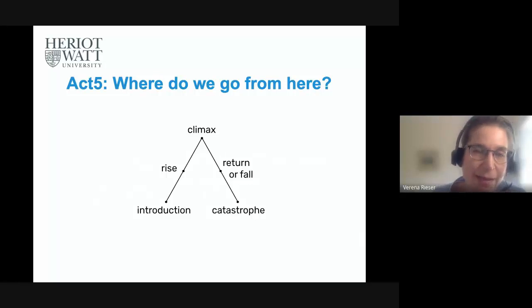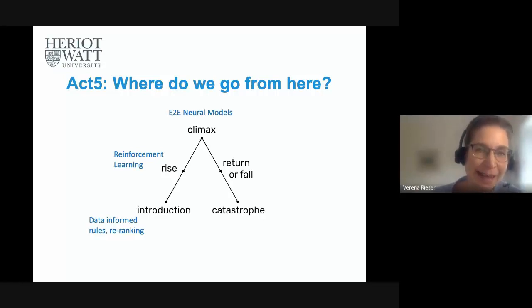That's now act number five. Is it a catastrophe or is it a happy ending? Let me briefly talk you through the different stages so far. We started out with data-informed rules. Then came the rise of reinforcement learning. Everybody got very excited. The climax was really, in my mind, end-to-end neural models.